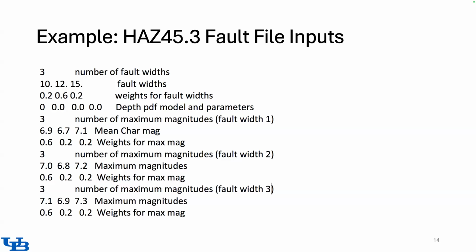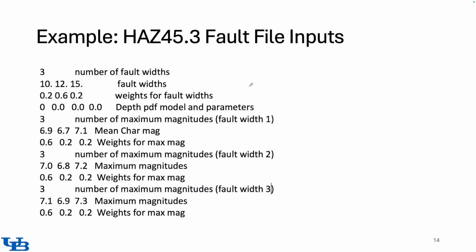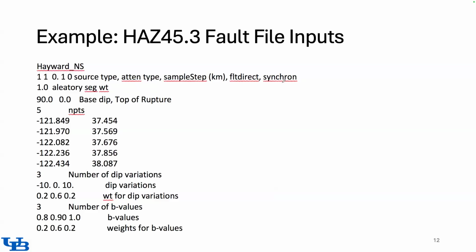So, if you remember, we said that the maximum or characteristic magnitude that we can have is M equals log of A minus 4, right? And A, from here, we already defined the length of the fault.